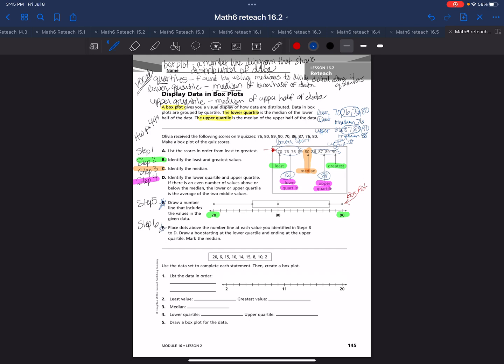Step 6 says we need to go ahead and place dots above the number line. And we need to place them for everything that we've identified in step B and step D. Okay, so we need to do the least and greatest values first. So the least is 70, the greatest is 90. Then I also have to do the median. The median is 80, so I need to put a dot there. And then I need to do the upper and lower quartile. So my lower quartile would be 76, and my upper quartile is 88.